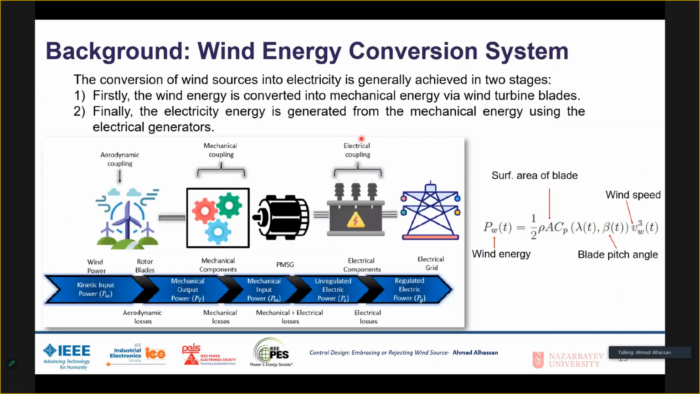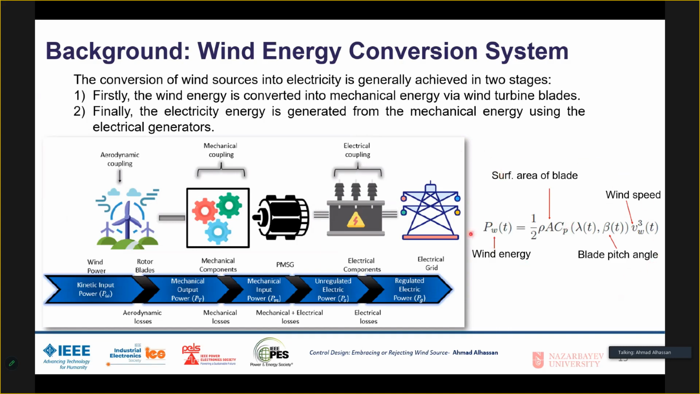So in here, we can see this is the process, how we can generate this wind energy. We have the mechanical coupling. There are aerodynamic things from the wind. And then we have the generators. Then the generators will be getting the mechanical energy, then it will be converted to electrical energy, and it will be supplied to the grid or consumers.